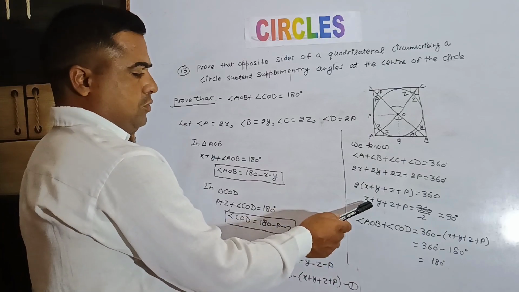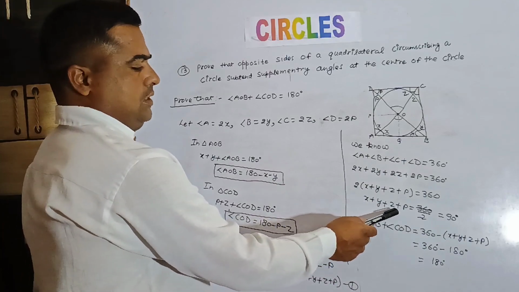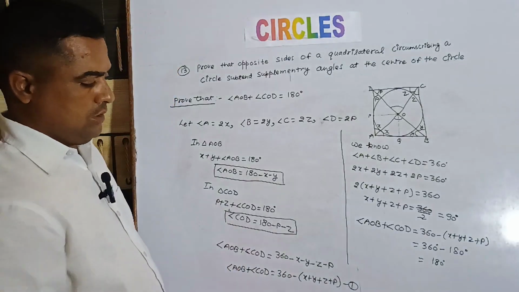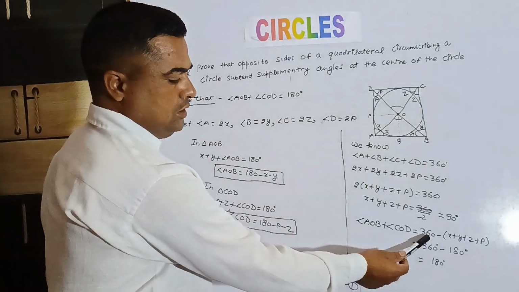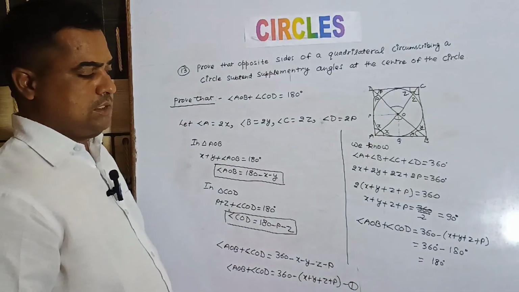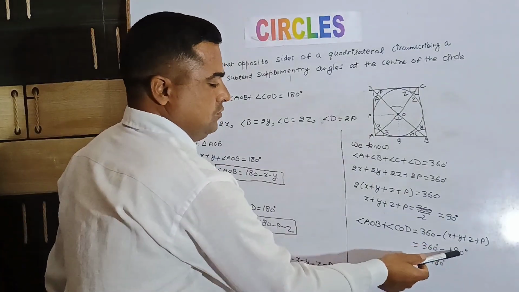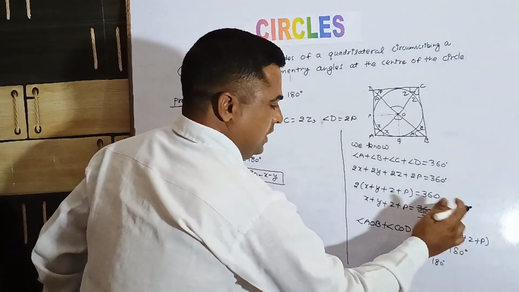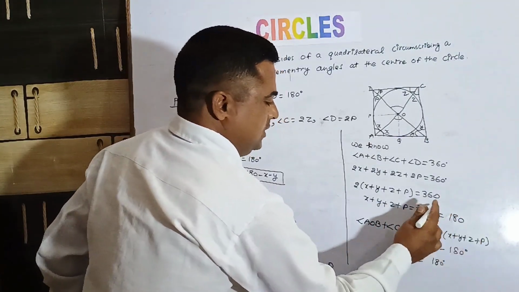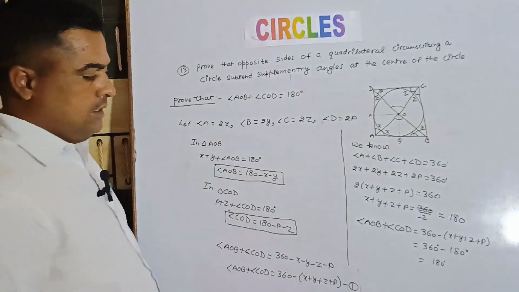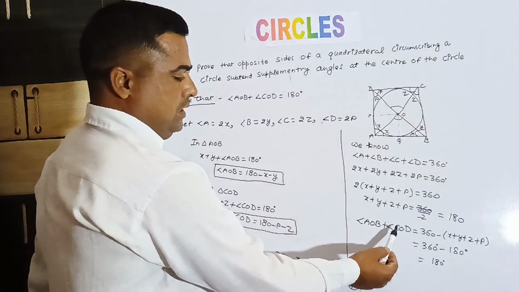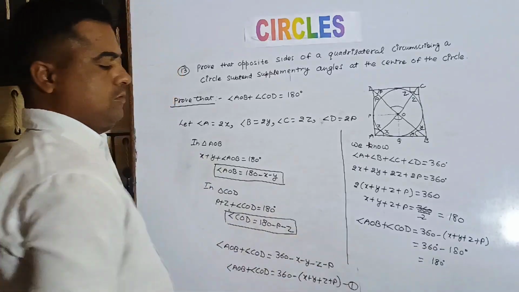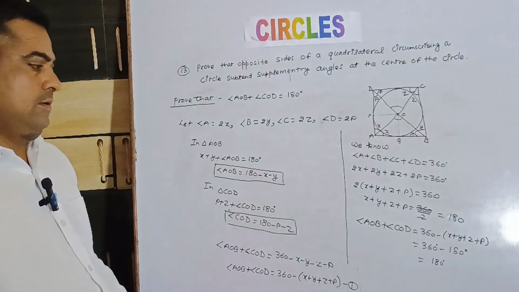Now students, we will put the value of x plus y plus z plus p in equation number 1. Your equation number 1 is AOB plus COD equals 360 minus (x plus y plus z plus p). The value of this part is 180 degrees. 360 upon 2, this is 180. So AOB plus COD will be 360 minus 180. 360 minus 180 will be 180 degrees.